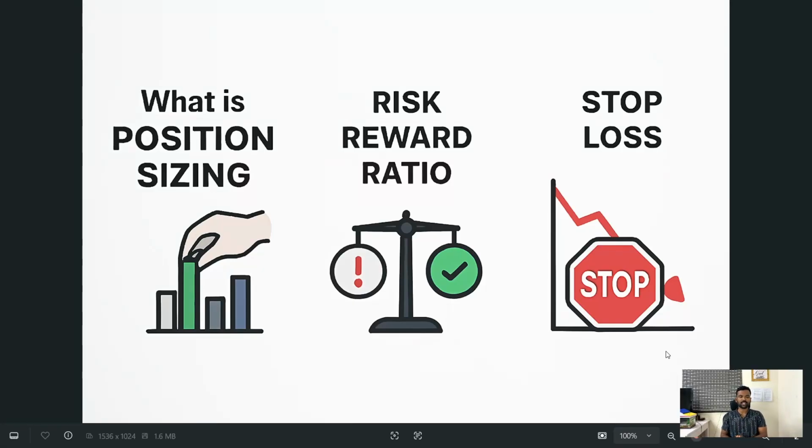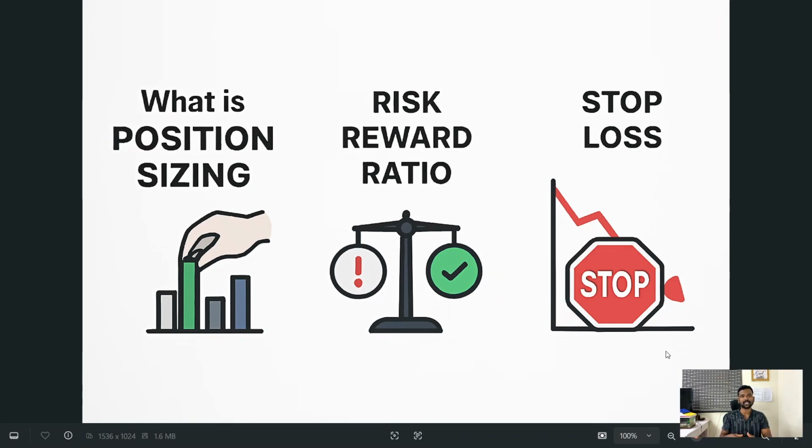Welcome to Tomorrow's Traders. In this video, I'm going to explain what position sizing, risk reward ratio and stop loss are. This is one of the very important rules and you have to focus on it. I hope you all learned many things from the previous video, but compared to this one, this is all about trading, all about discipline and all about the strategy that we are going to follow.